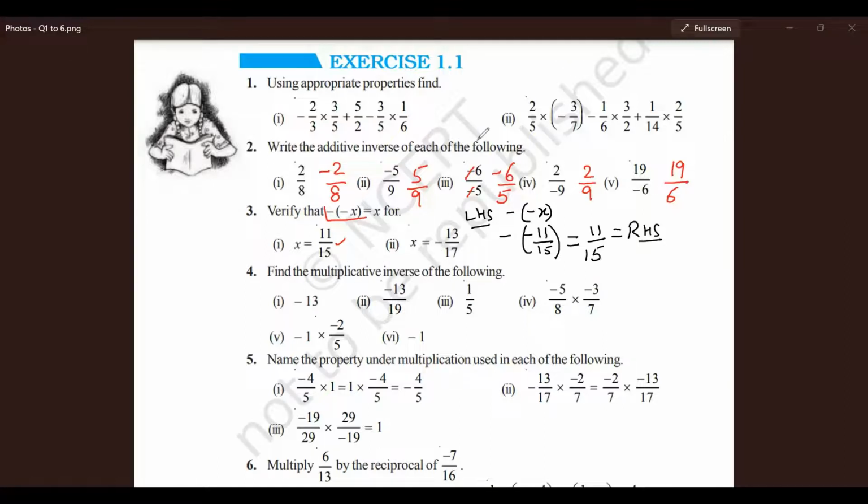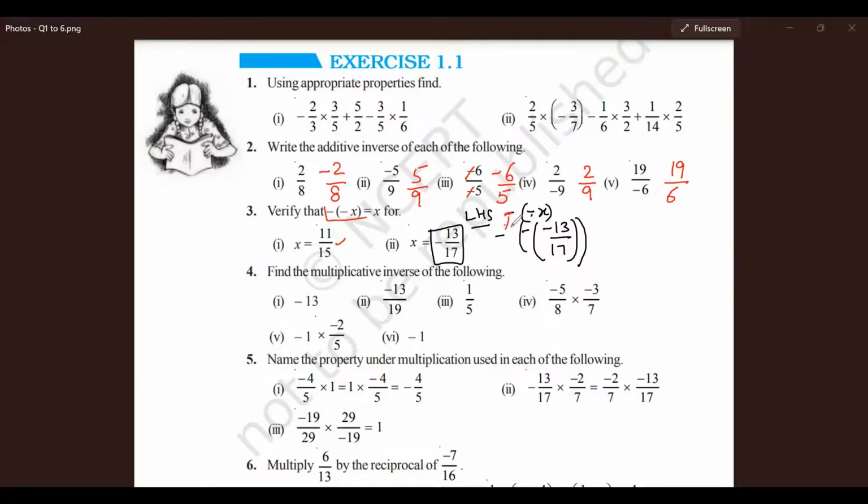Now in the second part, what we will do, we'll write LHS again. And in this case, we are having minus minus of x. x is minus 13 upon 17 in this case. So in the place of x, you will write minus 13 upon 17. Don't write a single minus, because this minus is, just a second, let me take a different color.